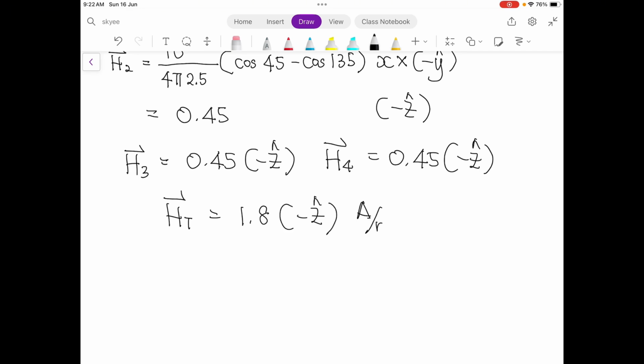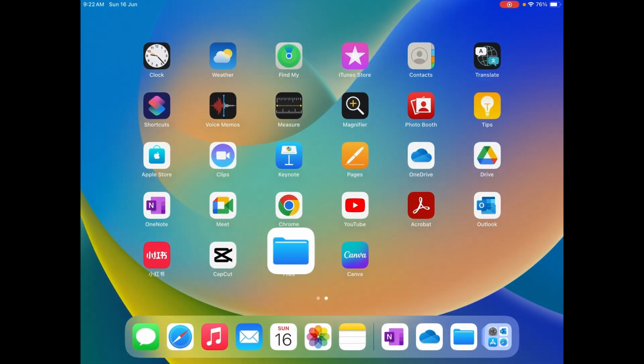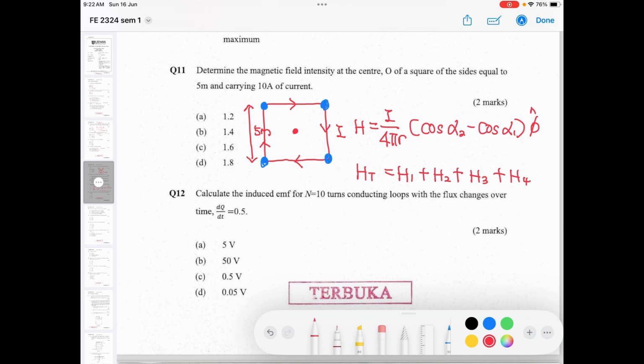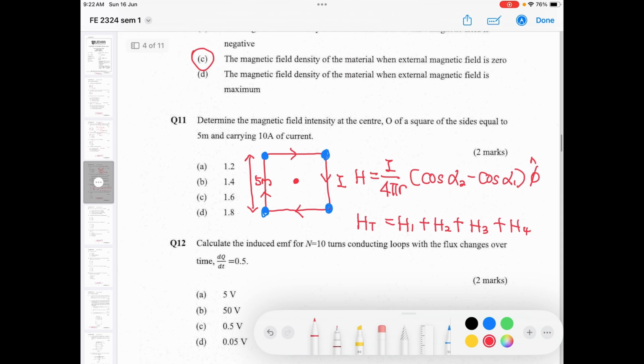Amperes per meter. So you can look at it: magnetic field, this is the H. So the answer will be 1.8. The negative z is actually the direction. They only want the magnitude, so we pick D.